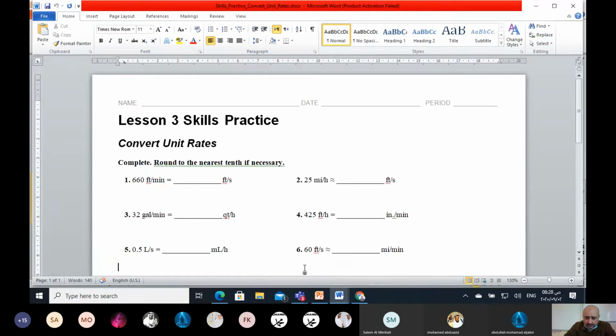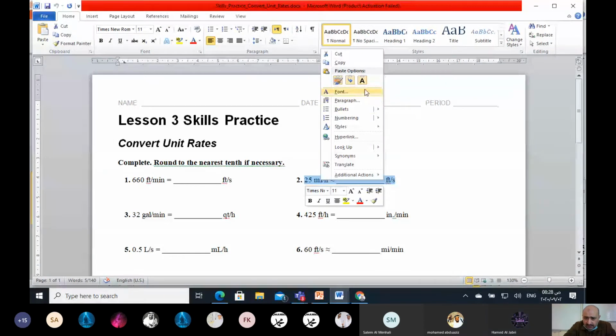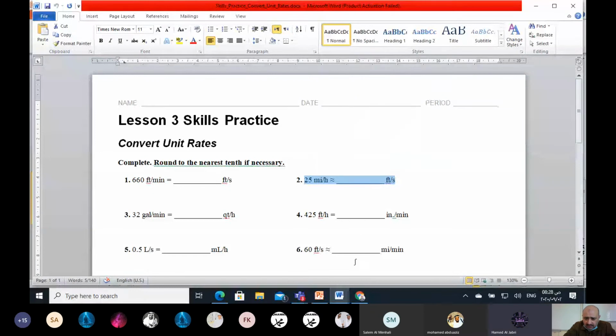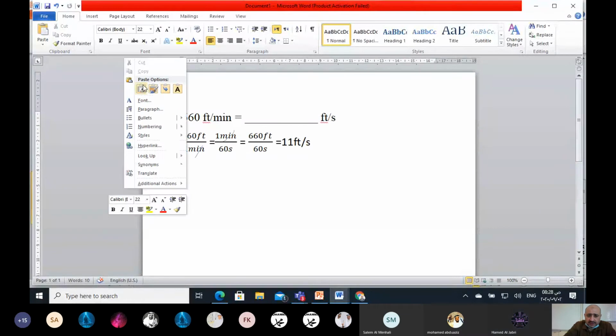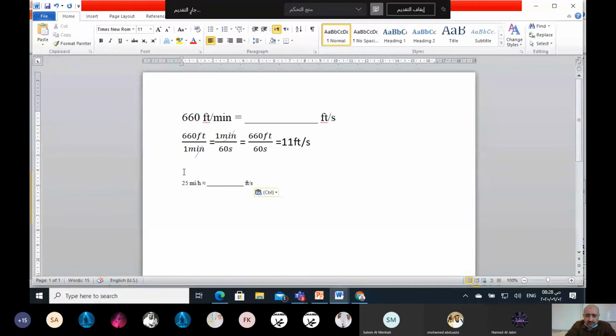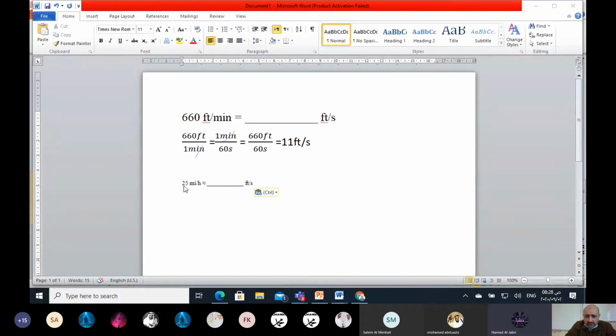Clear for all? Mister, how do we put the 60? How do we change to the 60? What is the relationship between minute and second? Each 1 minute equals what? 60 seconds. Each 1 minute equals 60 seconds.